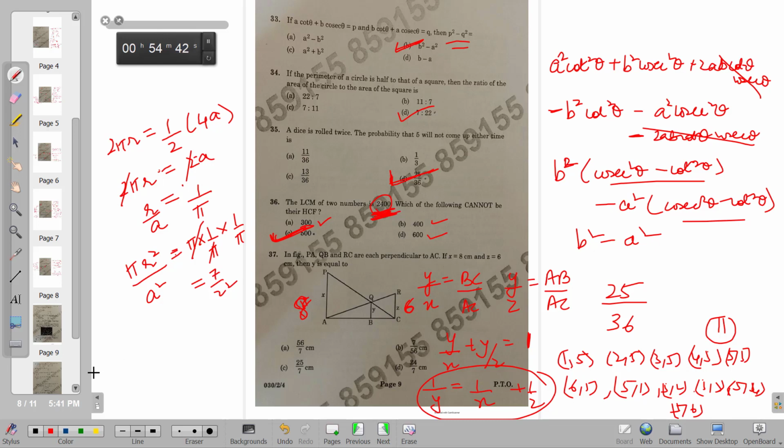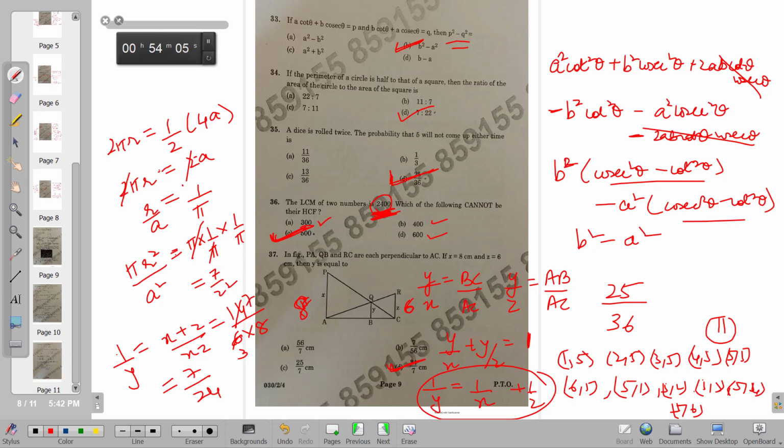So if 1 by y equals 1 by x plus 1 by z, then 1 by y will be x plus z by xz, which is the same as 6 plus 8, which is 14, divided by 6 into 8. So this is 7, this is 3. I'm going to get 7 by 24 as the value of 1 by y. So what will be y? 24 by 7. Option D will be the answer for the 37th question. Okay, let's go to the next one.